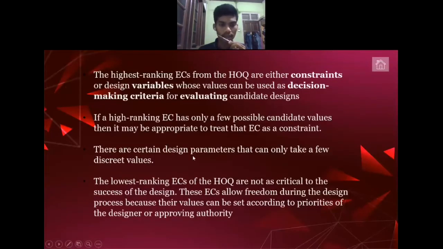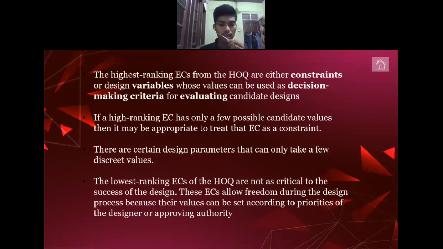The highest ranking ECs of the HOQ are either constraints or design variables whose values can be used as decision-making criteria for evaluating candidate designs. For the first point, we got the complexity scores for the highest ranking. If a high ranking EC has only a few possible candidate values, then it may be appropriate to treat that EC as a constraint. There are certain design parameters that can only take a few discrete values. The lowest ranking ECs of the HOQ are not as critical to the success of the design.